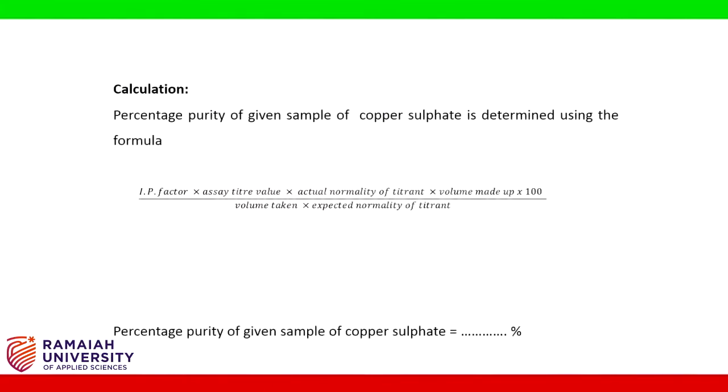By substituting the actual normality of titrant, percentage purity can be determined by using the formula: IP factor multiplied by assay titer value multiplied by actual normality of the titrant multiplied by volume made up multiplied by 100, divided by volume taken multiplied by expected normality of titrant. This gives percentage purity of given sample of copper sulphate. Thus, percentage purity of given sample of copper sulphate is determined.